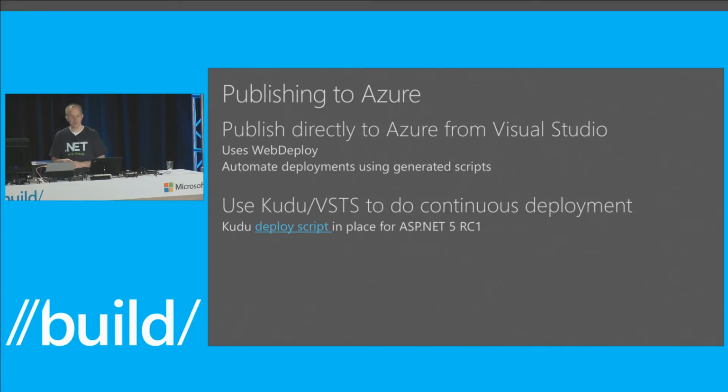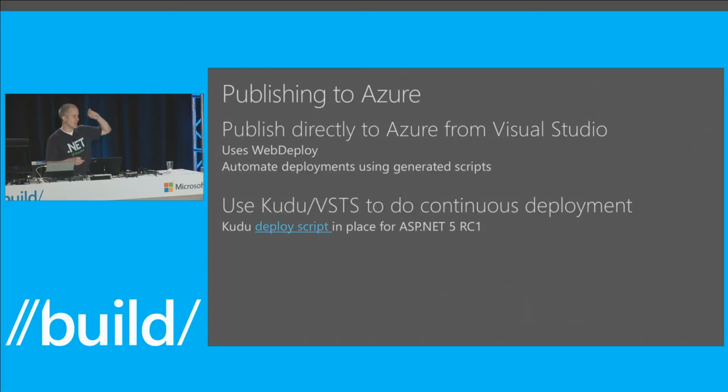So for publishing to Azure, we have direct support in Visual Studio for doing a publish. And you can publish to an Azure App Service really, really easily. That technology will use web deploy for moving the app from point A to point B, which is fine. And you can automate that deployment using a generated PowerShell script that gets set up whenever you set up an Azure publish from within Visual Studio. Alternatively, you can use more continuous integration-style deployments. Azure has a feature called Kudu, where every time you push to a Git repo, it can kick off a deployment on Azure.